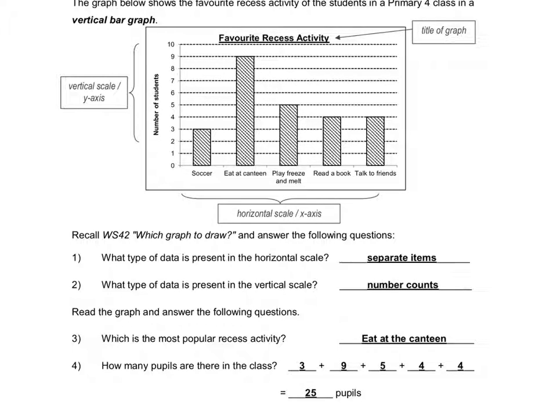The next question is, how many pupils are there in the whole class? This gives you the number of everyone in the class, so you just add all the numbers together, and you will get 25.